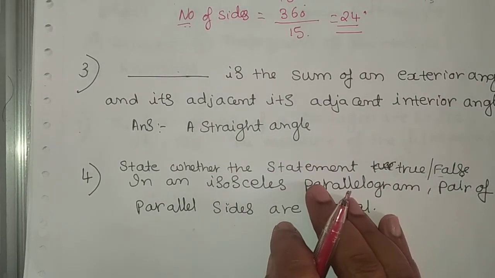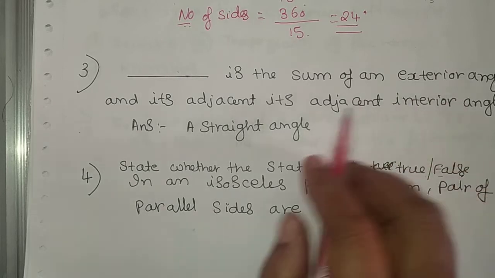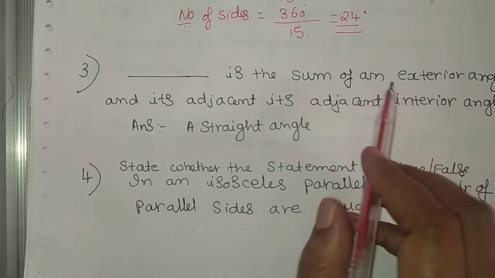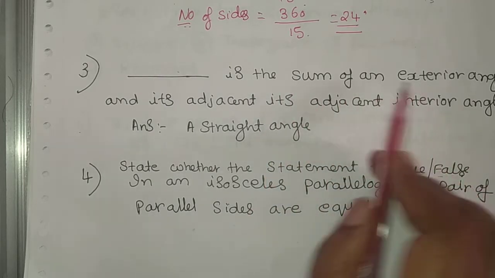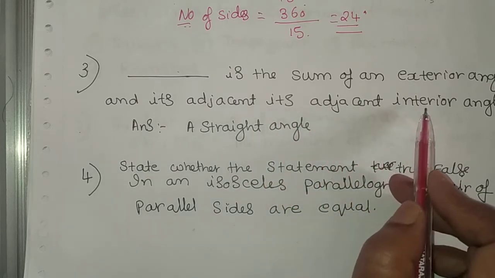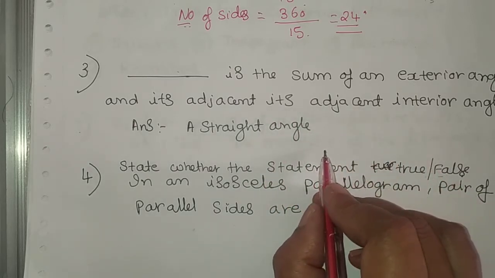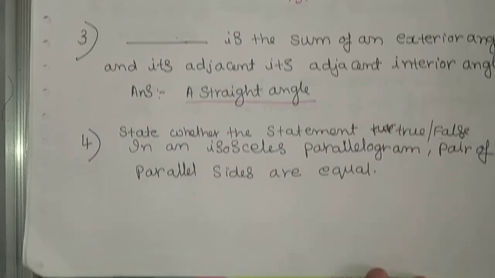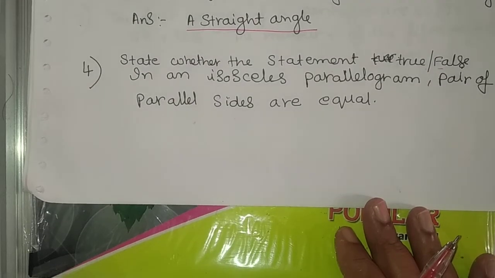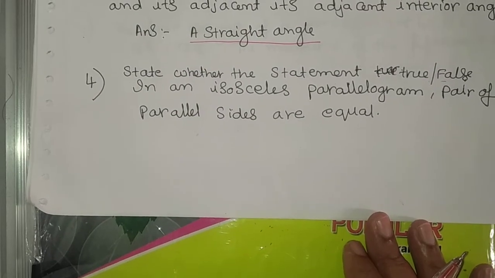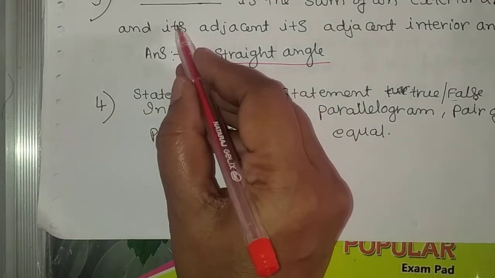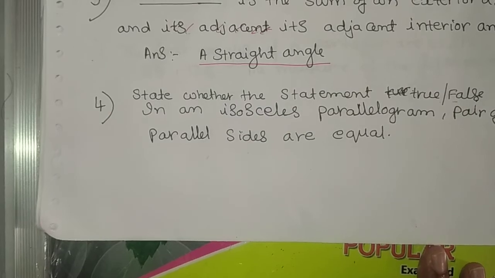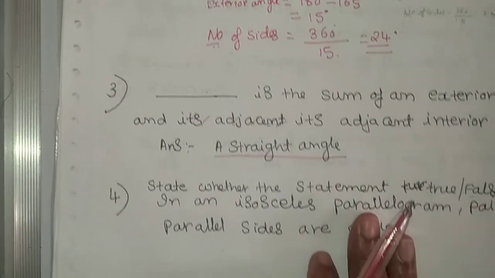So next is, dash is the sum of an exterior angle and its adjacent interior angle. So the sum of exterior angle and its adjacent interior angle will be the straight angle. The exterior angle and its adjacent interior angle will be a straight angle.